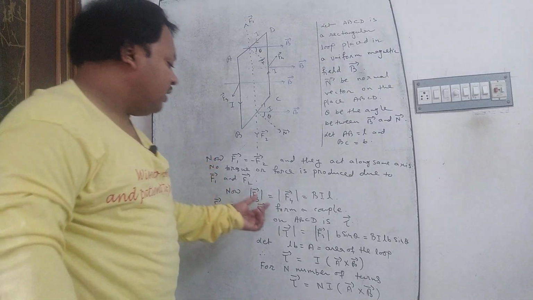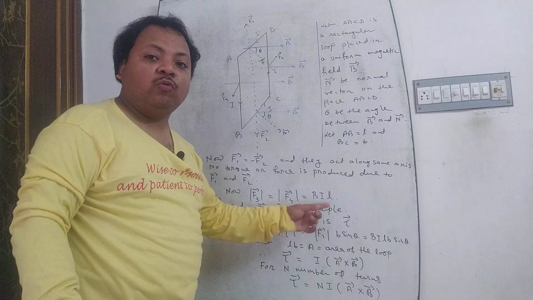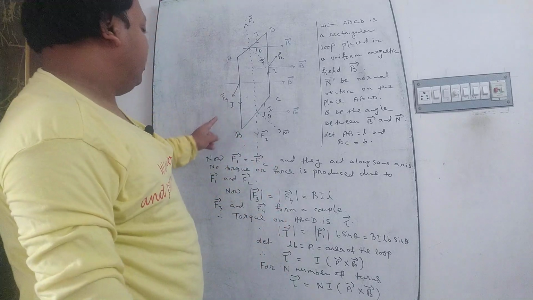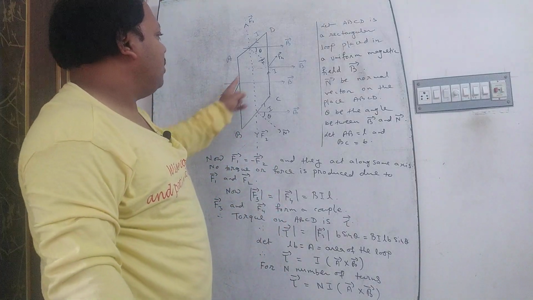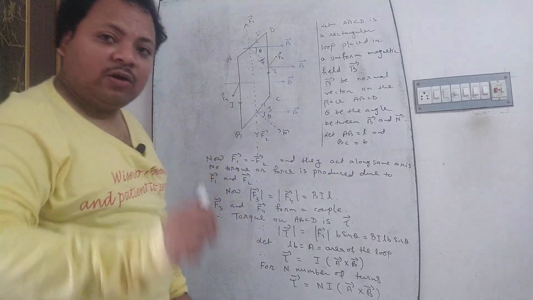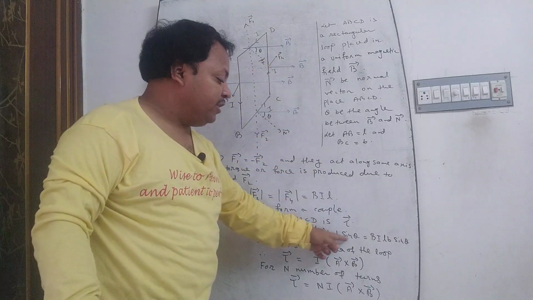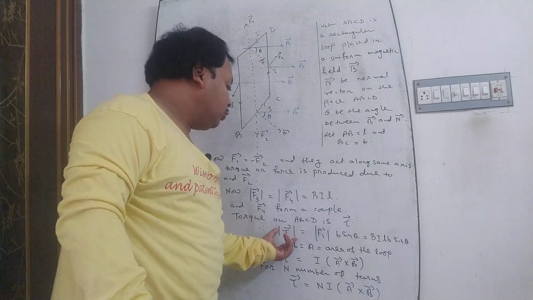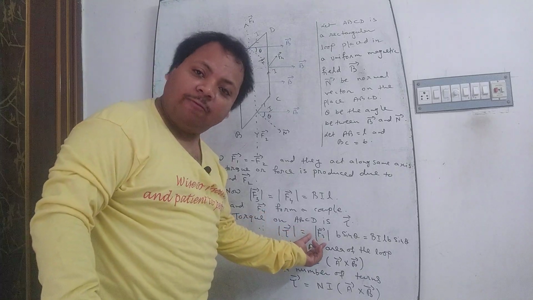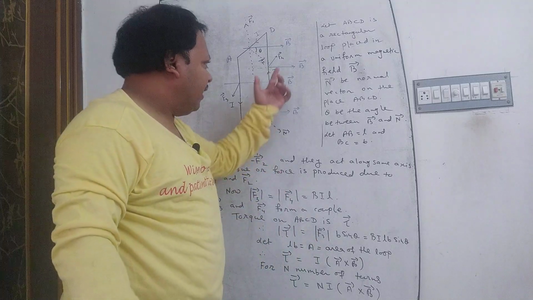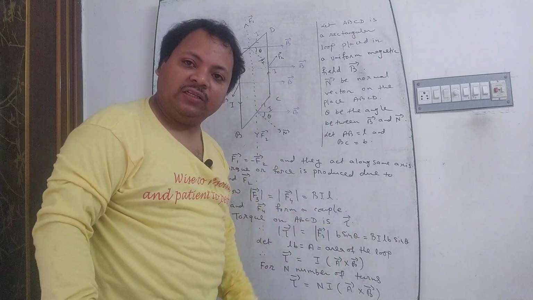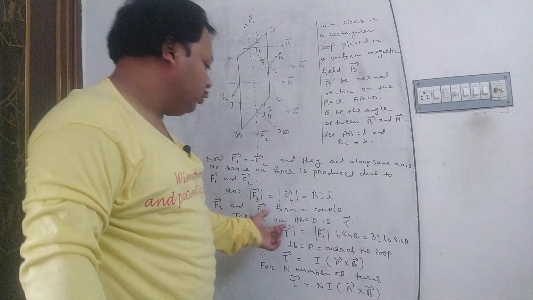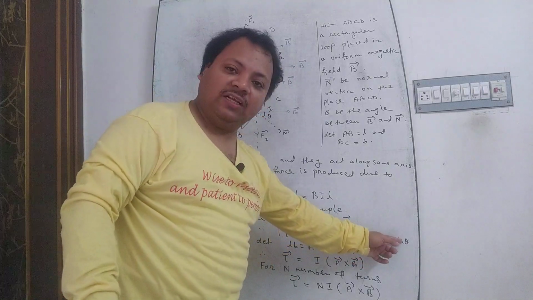Now you know that the magnitude of torque is equal to force times the normal distance between the two forces. That is the normal distance between F3 and F4. Here the normal distance between F3 and F4 is b sin theta. So the magnitude of torque tau is equal to the magnitude of F3 or F4 times b sin theta. Putting in the value of F3, the magnitude of torque is equal to BIl b sin theta.